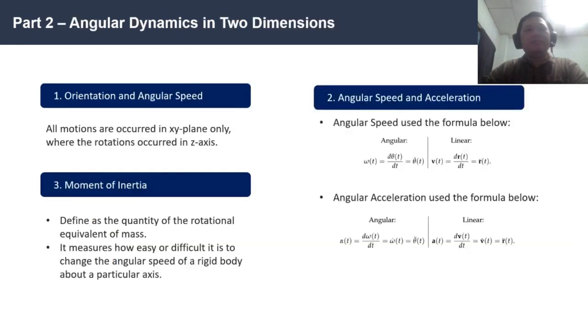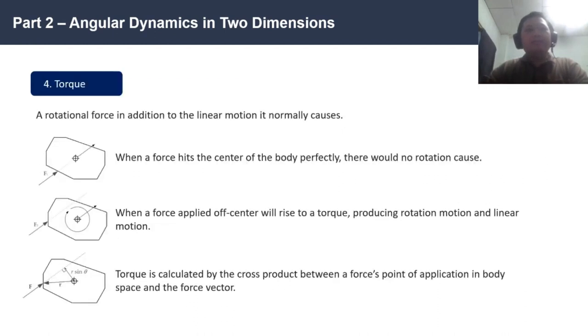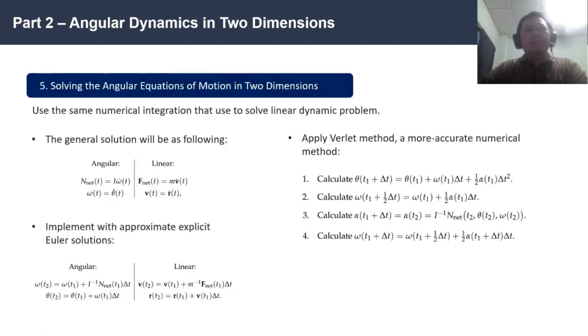The part 2 is about angular dynamics in 2D, where this angular dynamics only occurs in the xy plane and does not consider the z-axis yet. The angular speed and acceleration formula is given here. Also, the moment of inertia is a core concept here. After that, the torque is also important to be considered. So when the force is hitting the body, it will cause the rotation. And then these are the angular equations used to solve the motion in 2D.